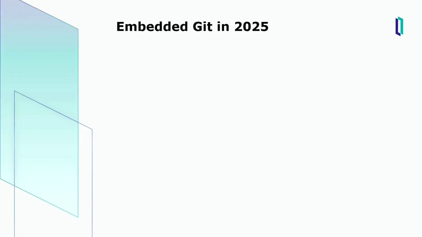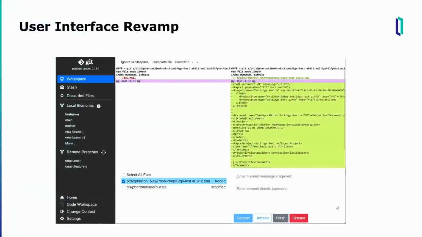All right, now we get into the updates portion of this presentation. Embedded Git in 2025. Can't believe that's the year number. Time flies. All right, first important thing. If you last installed Embedded Git at this time in 2024, our user interface looked very different. We've made some massive improvements, especially last summer.